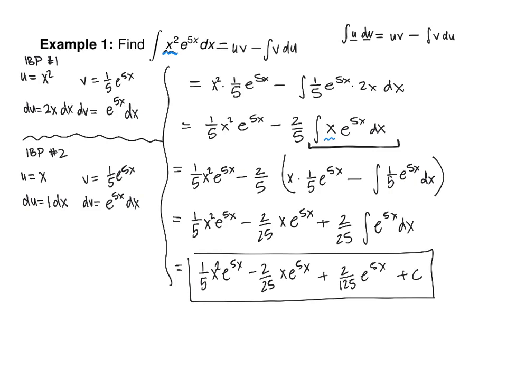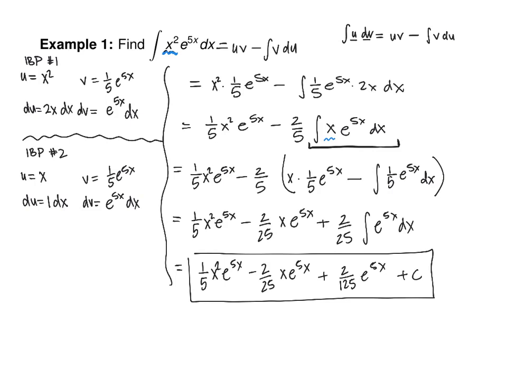And you can check your work. Like, if you take the derivative of this function and you do it properly, you will get back x squared e to the 5x. If you don't, it's probably because you made an error somewhere in your product rules. But that is the antiderivative of x squared e to the 5x. And the only way to do that problem is to use integration by parts, and twice.